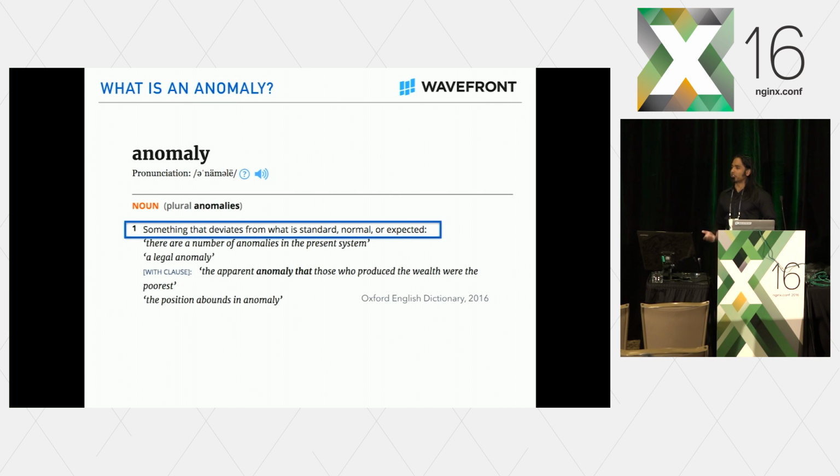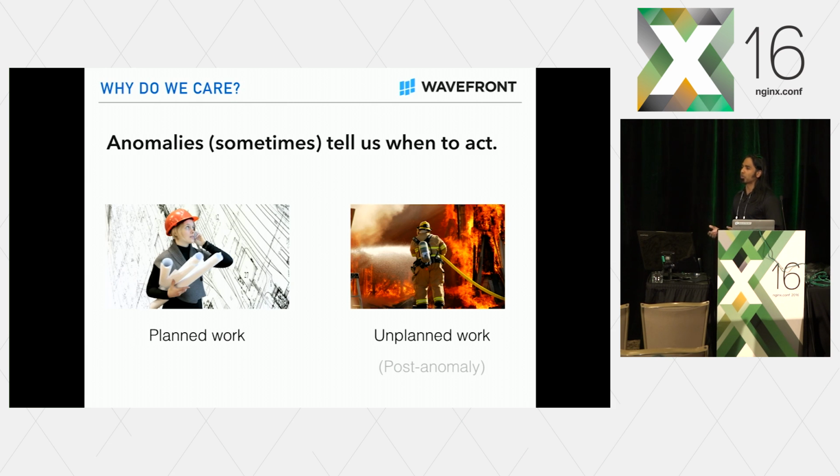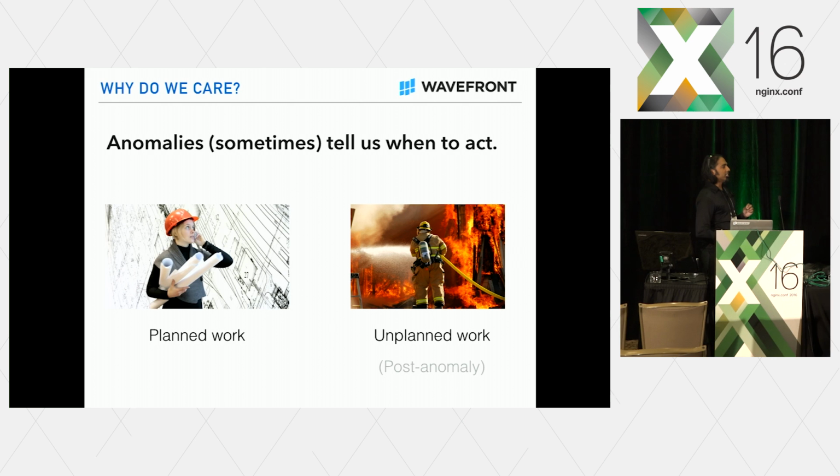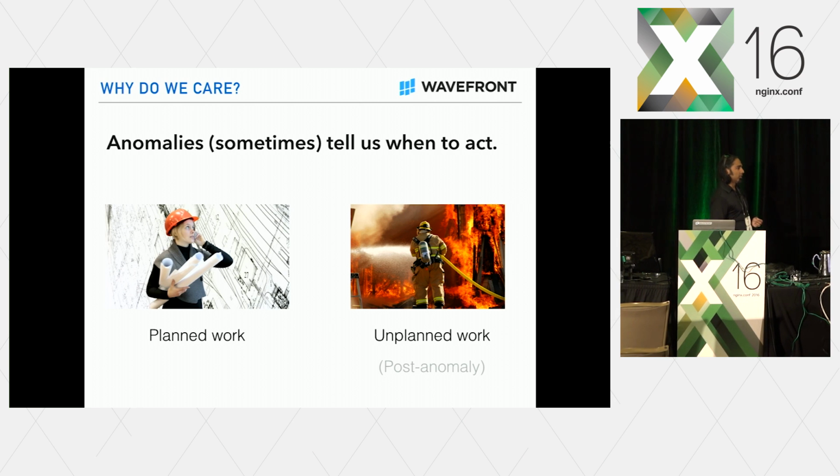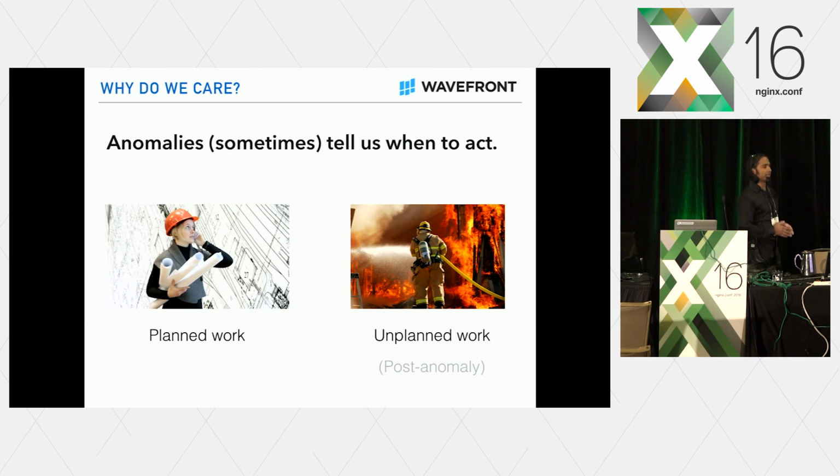So what is an anomaly? If you look at the dictionary, anomalies are defined as something that deviates from what is standard, normal, or expected, right? It's something that's not expected, something that's unusual, right? Not good or bad necessarily, just different. Now, why do we care about anomalies? Because anomalies really tell us sometimes when to act, right? We touch production systems for two reasons. One is to change or upgrade functionality in a planned manner. The other is to fix something in an unplanned manner. Anomalies help us with that second path, right?